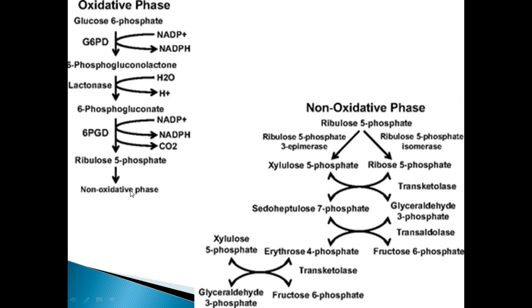Now, how can we simply bypass the oxidative phase? Remember, we don't have to start this pathway with glucose 6-phosphate, because of the cyclic nature of the non-oxidative phase, we can actually start the reactions from fructose 6-phosphate and glyceraldehyde 3-phosphate and allow these reactions to run in the synthesis direction, in other words, to produce our ribose 5-phosphate in this way.